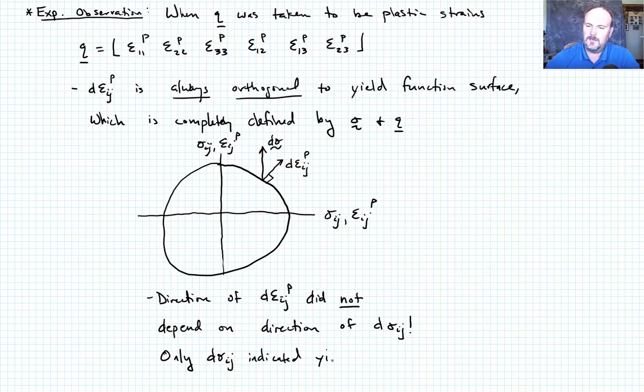So if it satisfied that del f del sigma times d sigma is greater than 0 and it satisfied yielding, then we can draw our stress increment, but the direction that we increment that does not control the direction of the plastic strain increment.